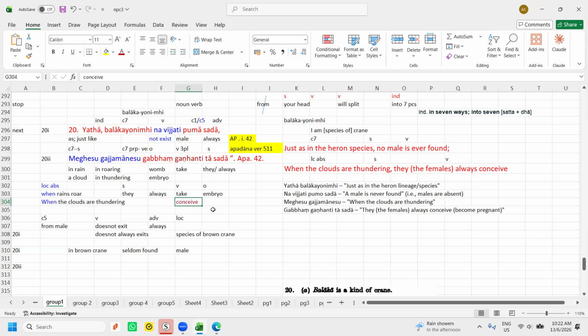So this is the object. That means they will always conceive. That means this is a breeding season. You get what I mean? Okay, now, any question on this?